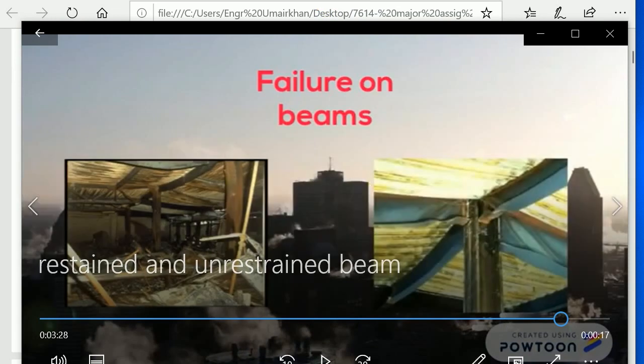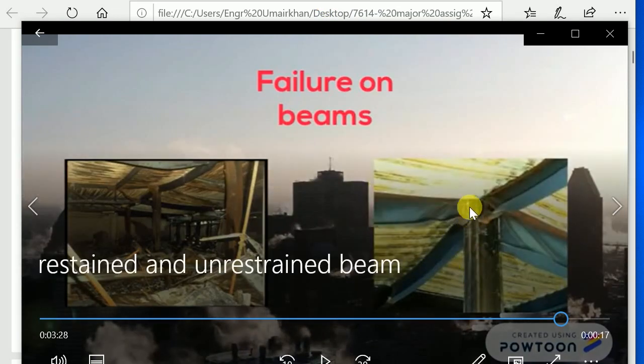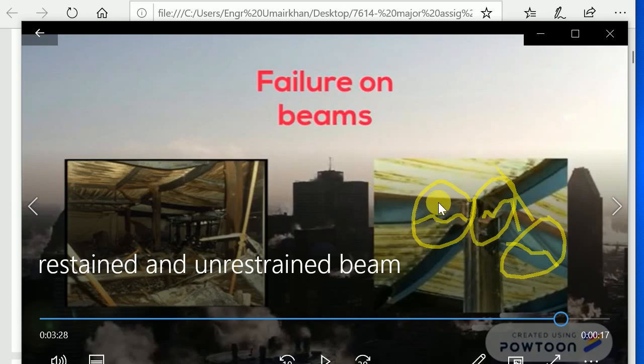The very important detail in this video is this one. You see the beam right here, and right here, and right here. Clear? Now, you see the flange is basically buckled out. Here the flange is buckled out, and here too. This kind of failure is known as local buckling, because the whole beam has not failed, only a part of the beam, that is the flange, has buckled out. So this is called local buckling.